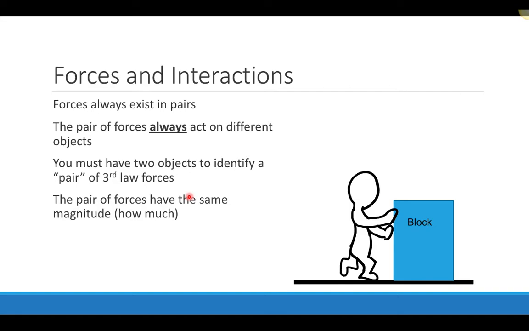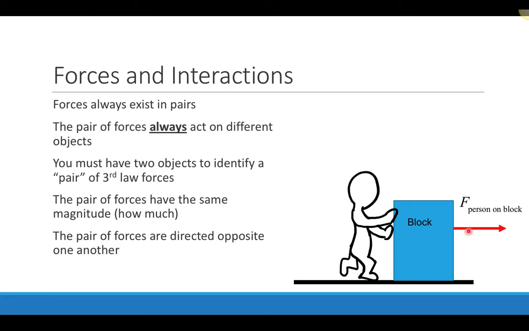The pairs of forces that are created always have exactly the same magnitude, same size, and they're always directed opposite one another. So if I look at my picture over here, I have a force exerted on the block by the person. I've written this as the force that the person exerts on the block. When the person exerts a force on the block, it turns out that the block exerts an equal and opposite force back on the person. So that would be considered a pair of forces according to Newton's third law.